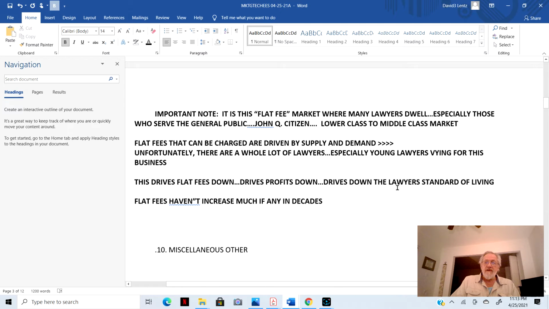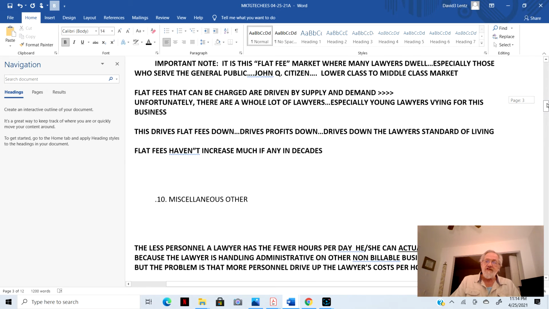This is not the area where you can do much billing on an hourly basis. Most of the time you're going to be stuck doing flat fees. Now you can charge by the hour, but good luck collecting on it, because if you try to collect on it, a lot of times your clients will take bankruptcy, they'll get out of town, just about anything.